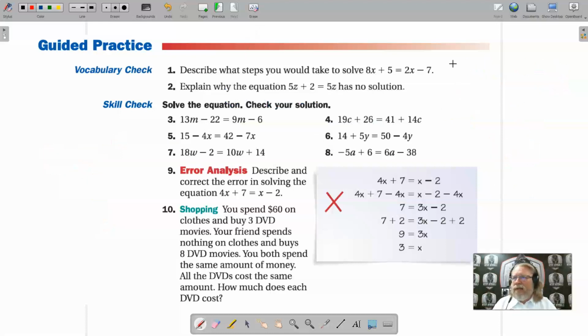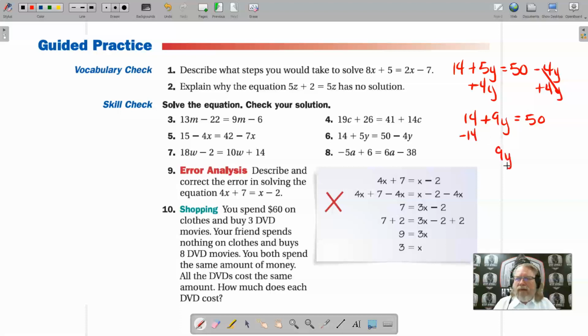And number 6 is 14 plus 5y equals 50 minus 4y. So I'm thinking, well, let's add 4y, because if I add 4y, then that's going to keep this 5y over here positive, and it's going to make it 9y, correct? So those 4y's are canceled. I still have a 14 over here, and I have 50 here. So the next step is subtract 14 from each side.